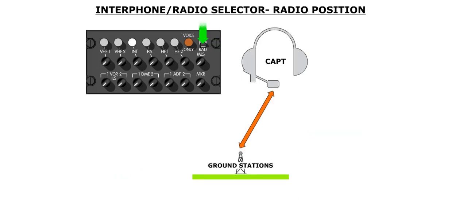The aft position is labeled RAD for radio. This selection is spring-loaded and should be held down while a transmission is being made. This position is used for radio communication between the flight crew and ground stations.